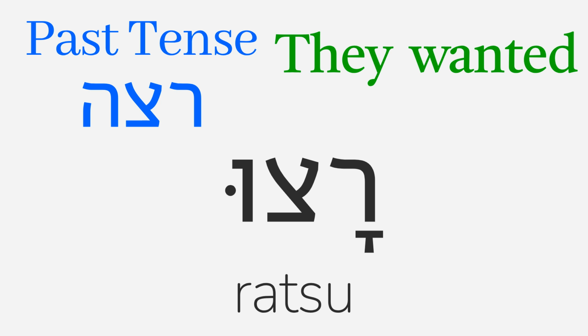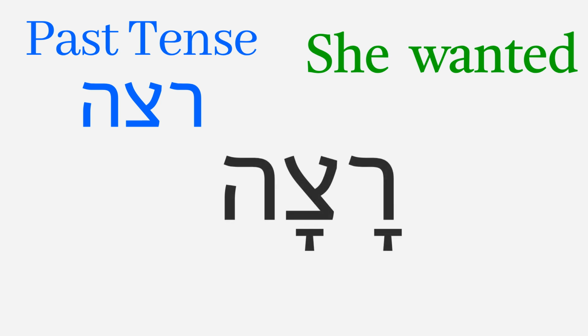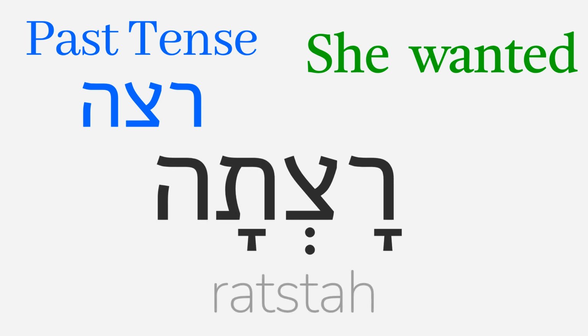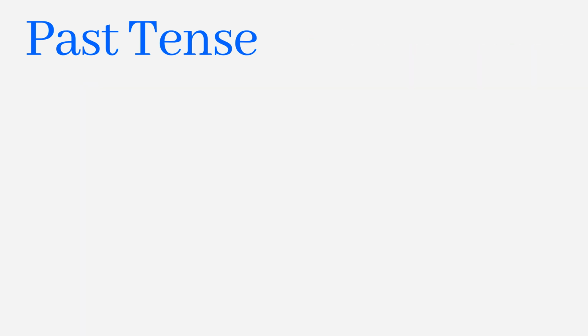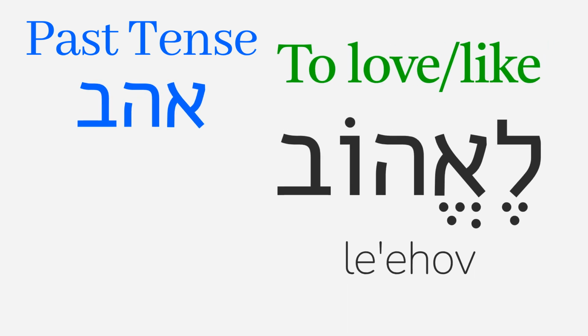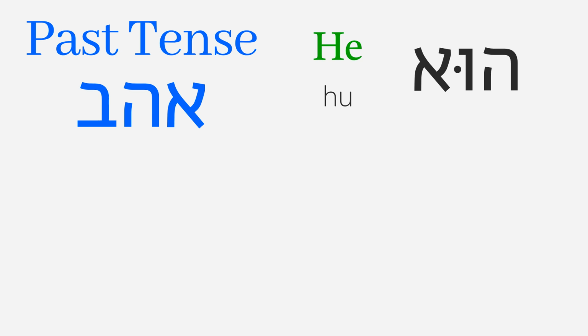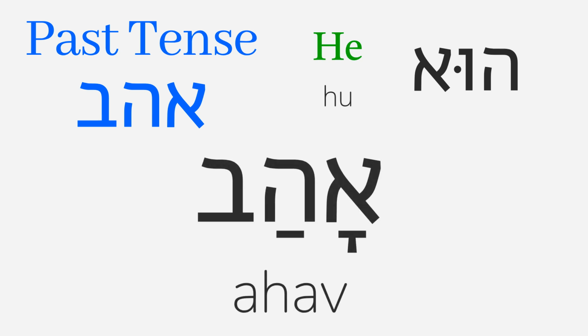They wanted. And to make the he, she form of the past tense, we take the hu form ratsa, shorten the second vowel to a shva, replace the hey with a tav, and add the a ending to make ratsta. She wanted. Let's see a few forms of the past tense of the verb le'ehov, which means to love or to like. The hu, he form, is ahav, he loved.